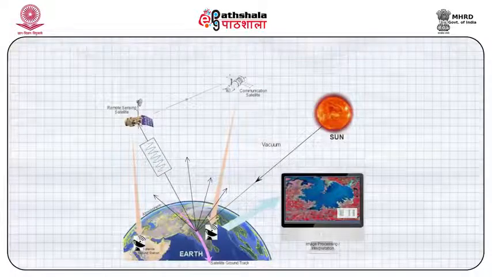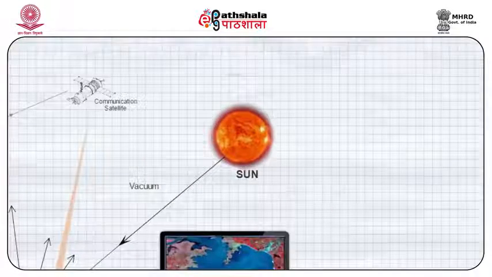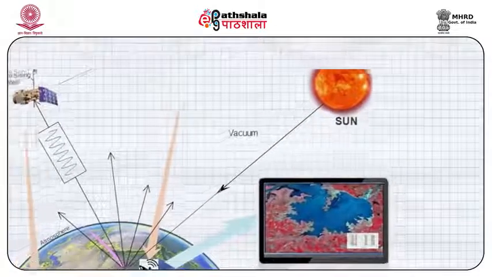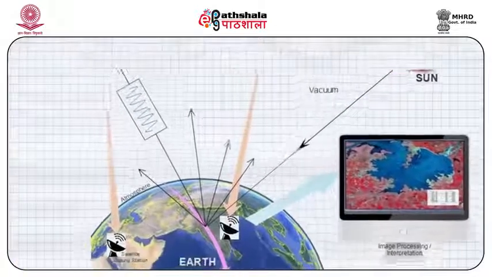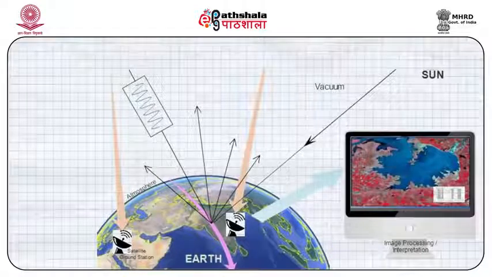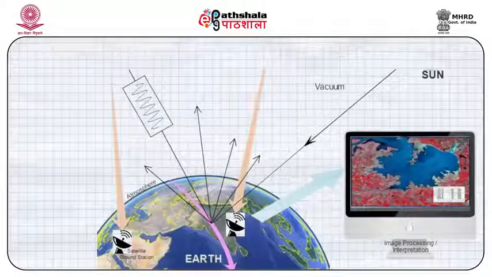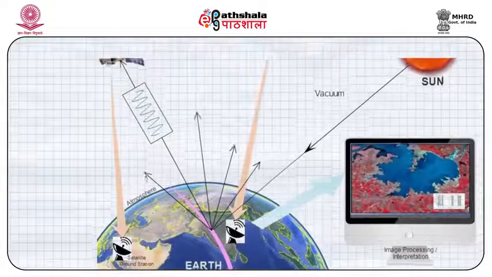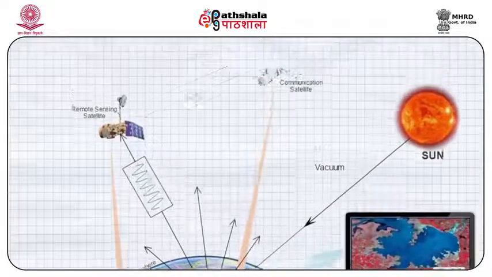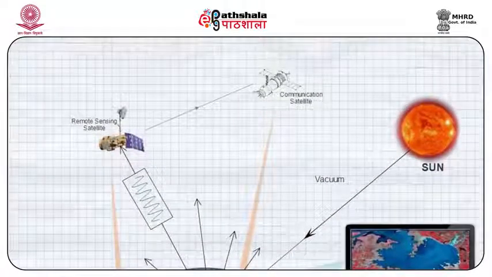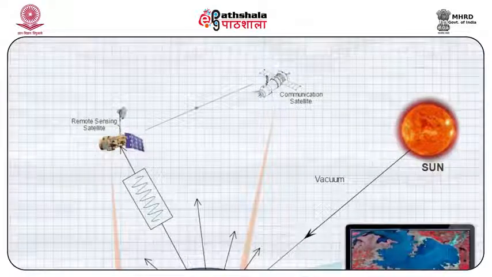So, what happens is that the sun's energy travels from far off and reaches the surface of the earth. Before reaching the surface of the earth, it interacts with the atmosphere, and after that it reaches the surface of the earth. Then again it goes back, travels through space and reaches the sensors placed on a remote sensing satellite. So, three things happen.